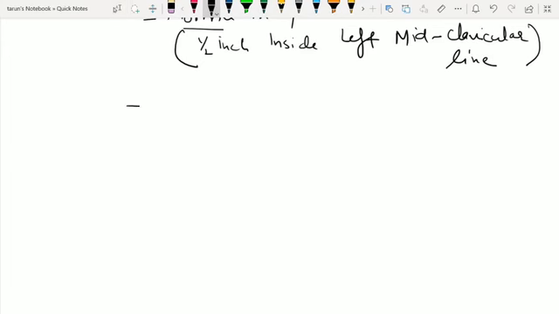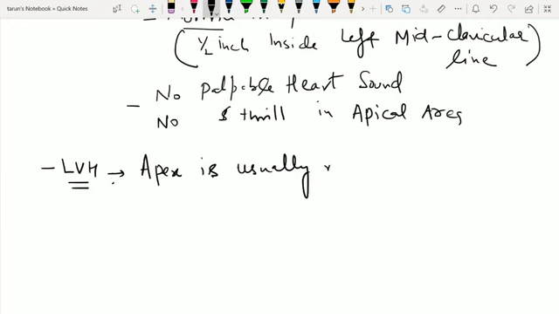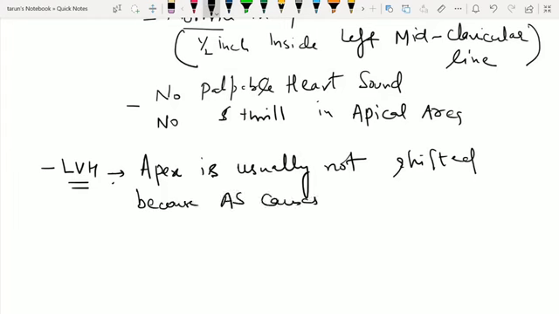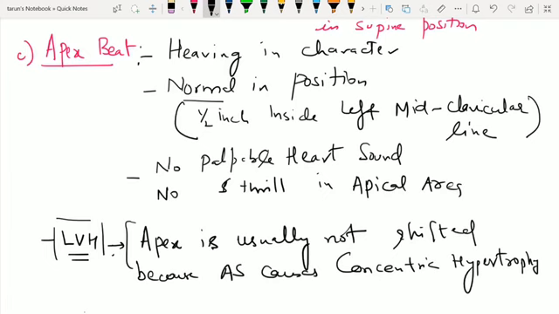Then you also say there is no palpable heart sound, and no thrill in the apical area. Even though there is left ventricular hypertrophy in aortic stenosis, apex is usually not shifted because aortic stenosis causes concentric hypertrophy. So this is about the apex beat, heaving in character, normal in position, no palpable heart sound, and no thrill in the apical area.